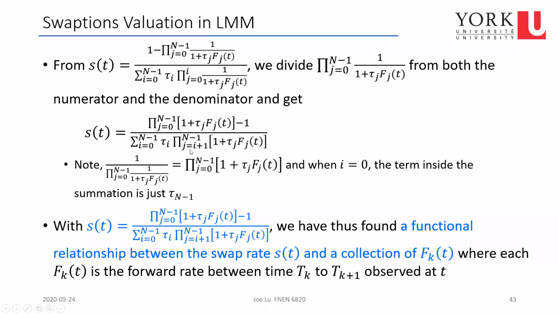Now, once we get to this point here, essentially we have found a link between the overall swap rate at a particular time t and all the forward rates observed at that little t. Okay, so there's a relation here between the swap rate and the forward rates. And then we can explore that to determine the B factor that we're looking at.